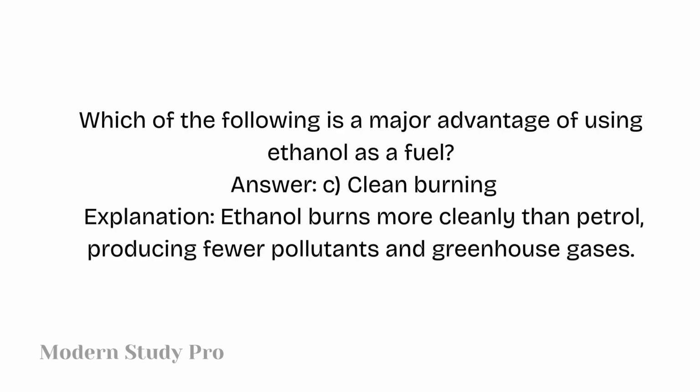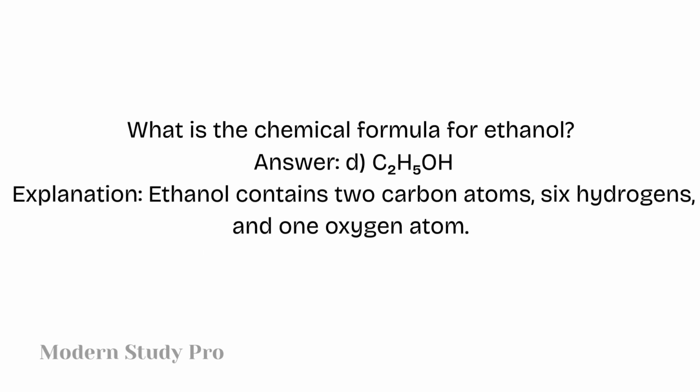5. Which of the following is a major advantage of using ethanol as a fuel? Answer: C. Clean burning. Explanation: ethanol burns more cleanly than petrol, producing fewer pollutants and greenhouse gases. 6. What is the chemical formula for ethanol? Answer: D. C2H5OH. Explanation: ethanol contains 2 carbon atoms, 6 hydrogens, and 1 oxygen atom.